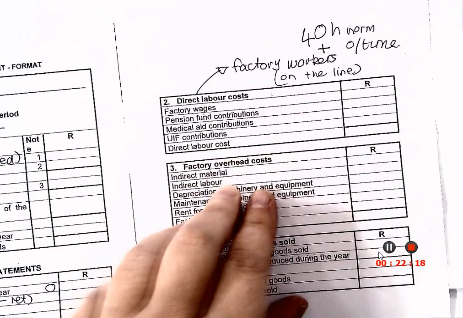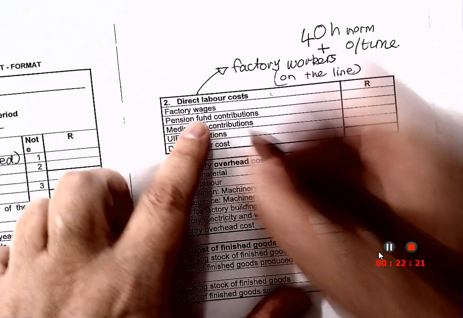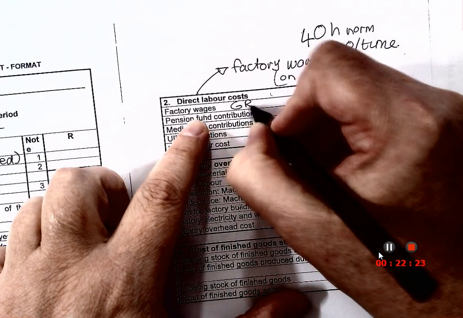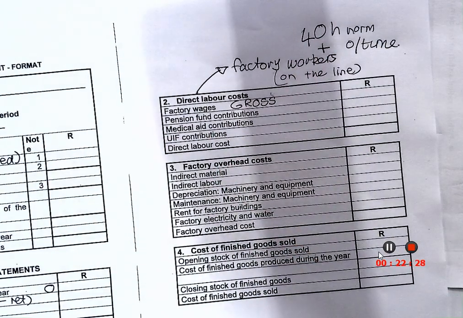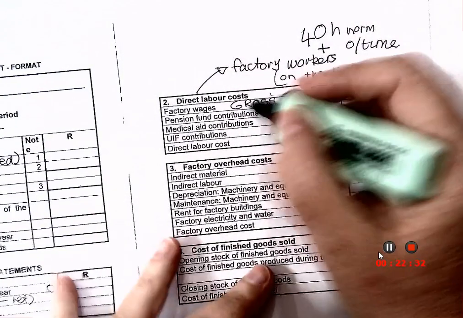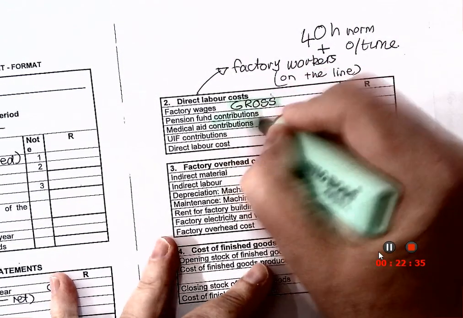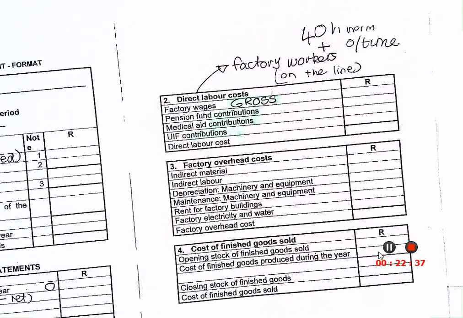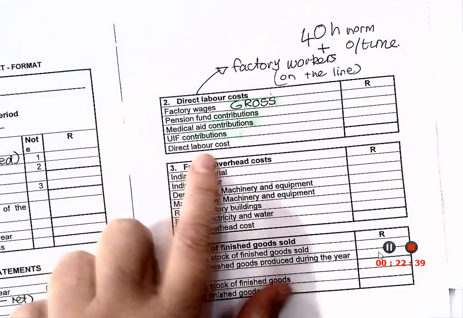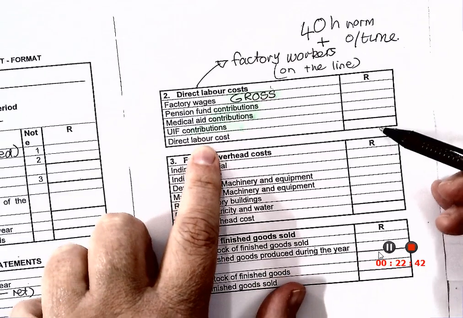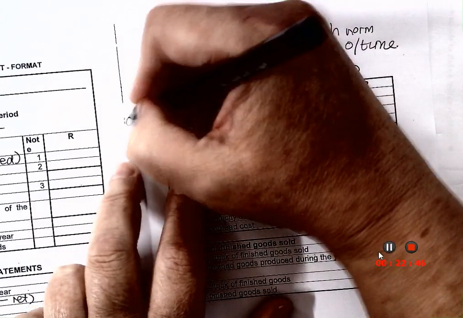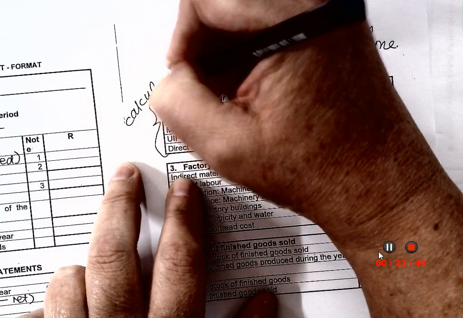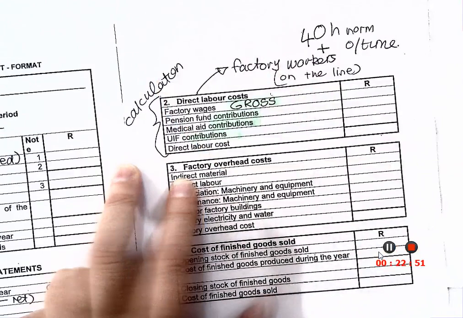So let's go on. Can you see this factory wage is your gross? And doesn't this look a lot like an income statement? It does, because it's your gross and your contributions. Now, chances are that they ask you this as a note. It's very rare. Most of the time they will ask this as a calculation. Right? Okay. Everybody with me?